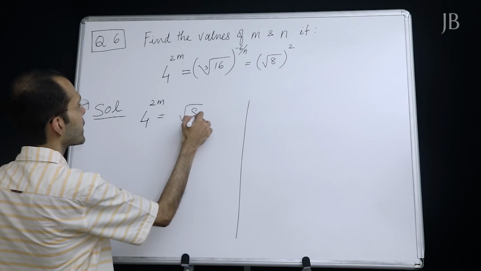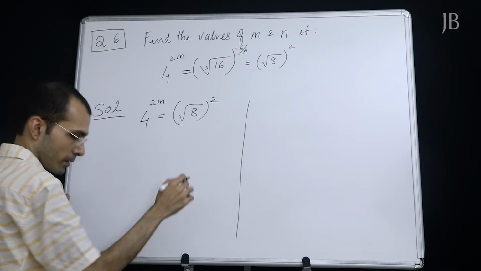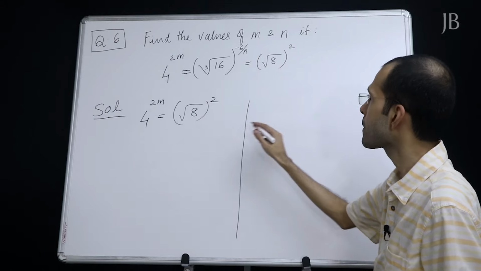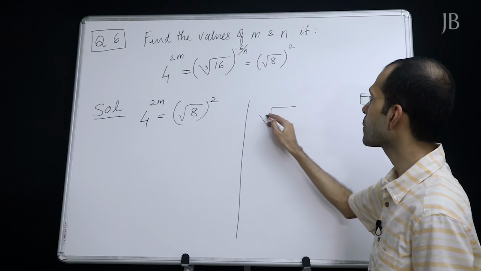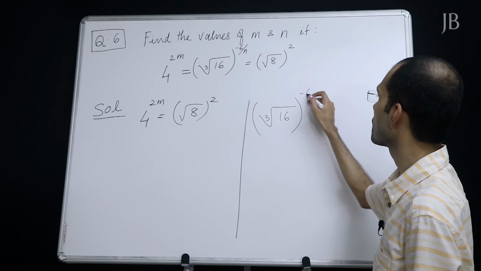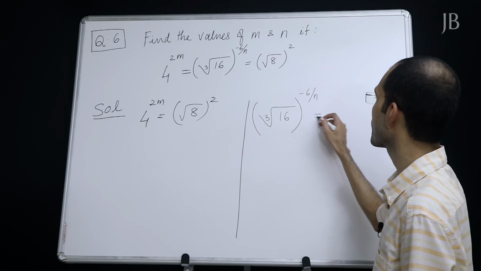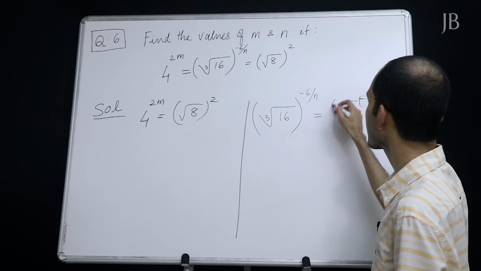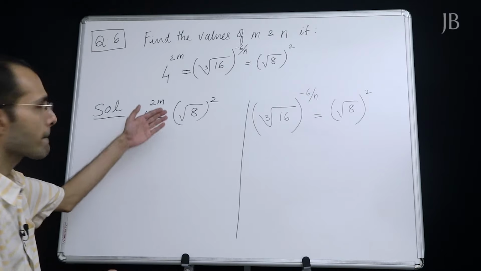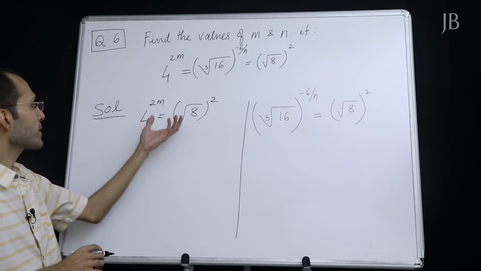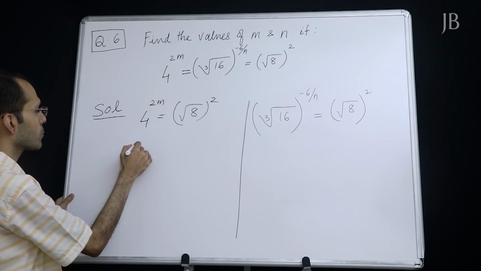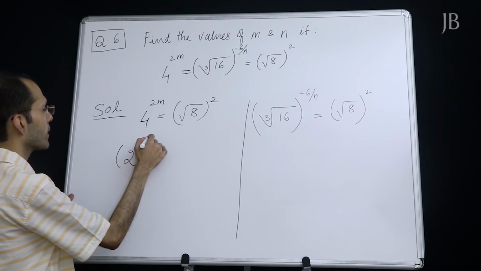So it will be root 8 square, and then we will equate this expression with this. So it will be cube root of 16 raised to minus 6 upon n equals root 8 square. Good enough. Now see, try to express as power of 2. Let's see. So this 4 can be written as 2 square raised to 2m.